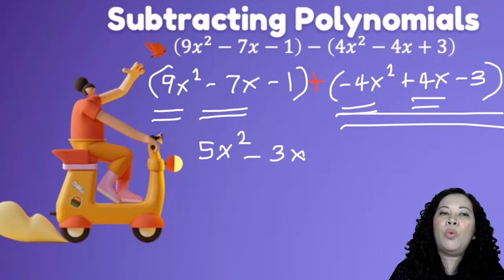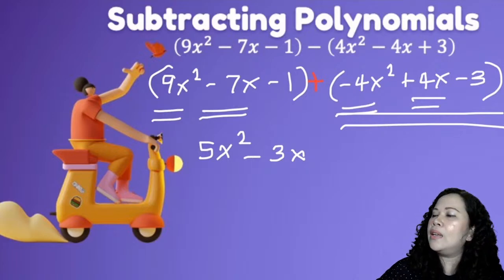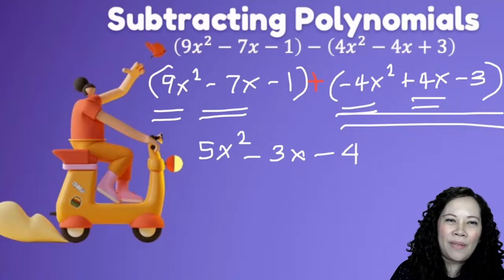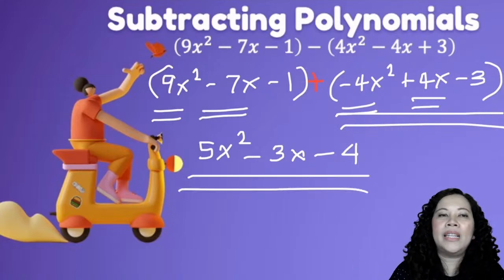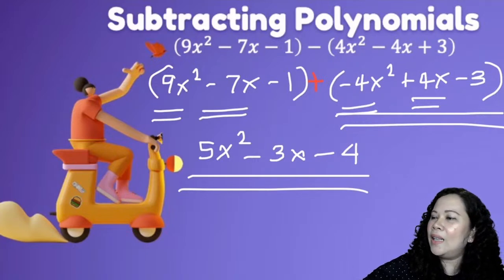And then negative 1 plus negative 3, which is the same sign. That means that we add it, and that will be negative 4. Okay, so this will be our final answer. 5x squared minus 3x minus 4. Yay!